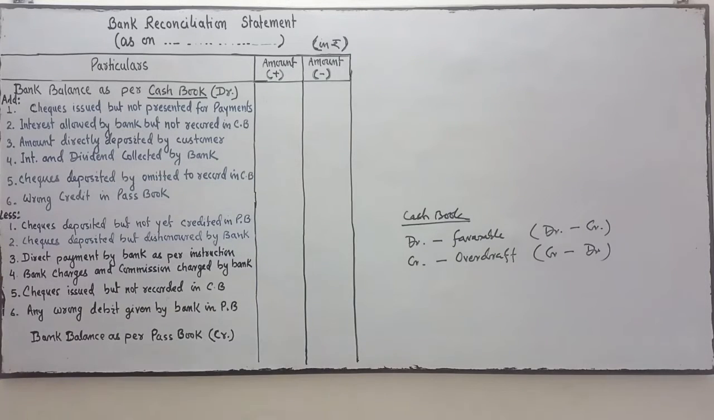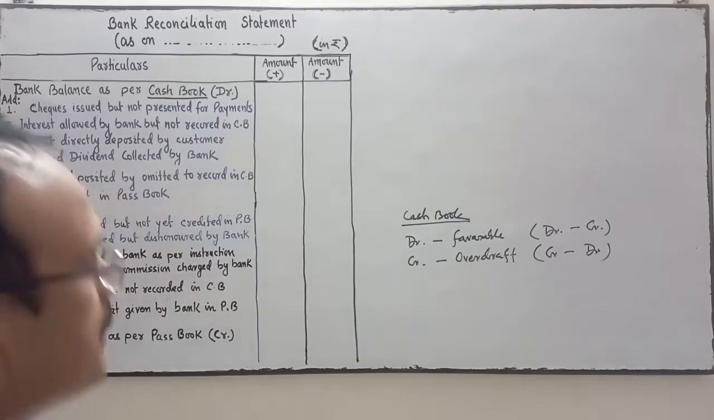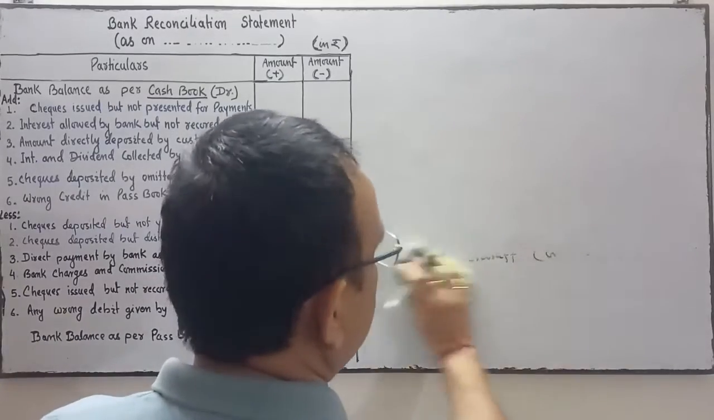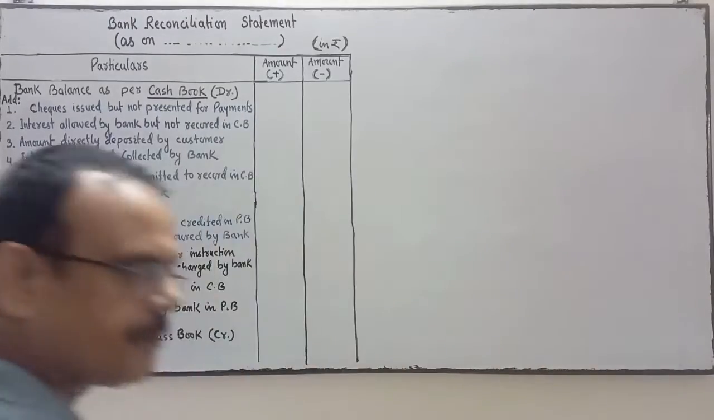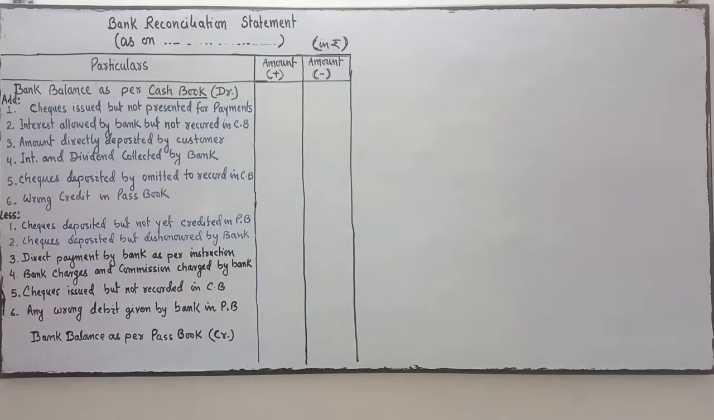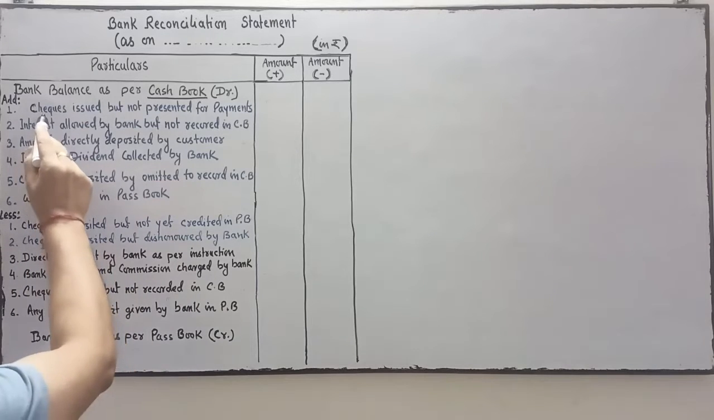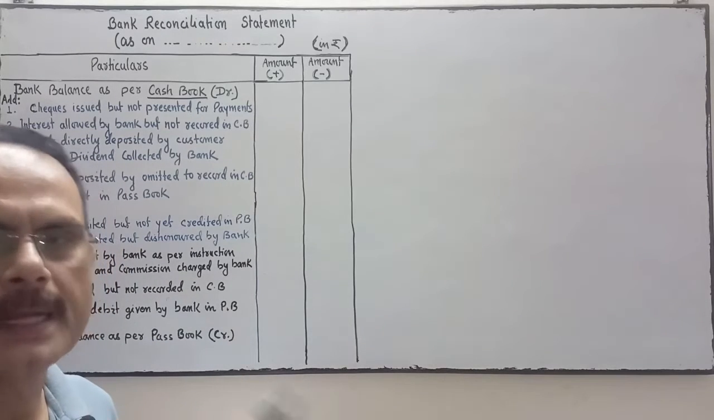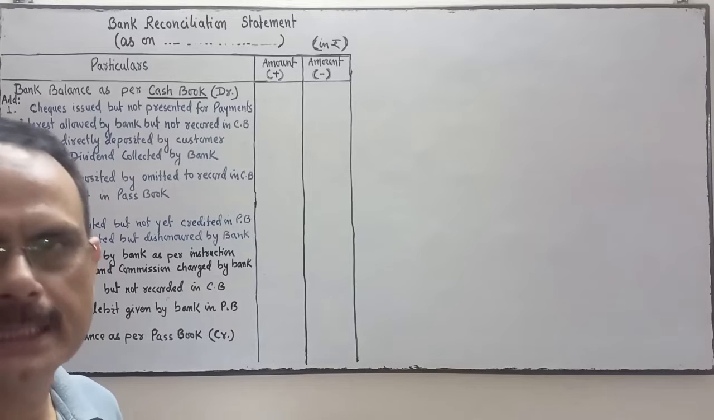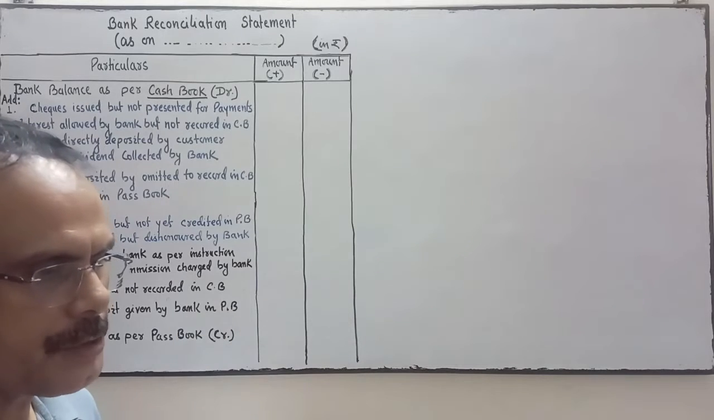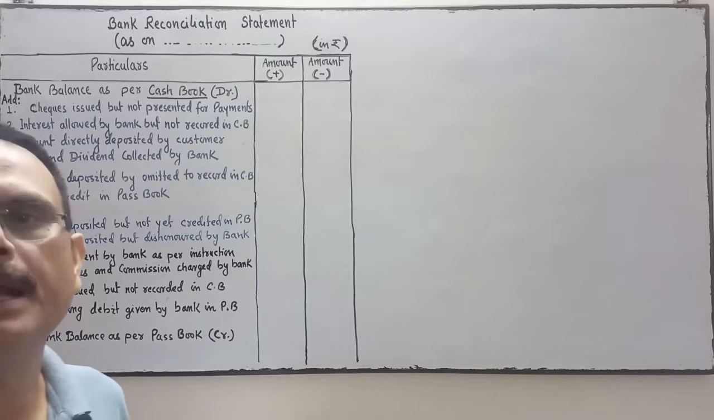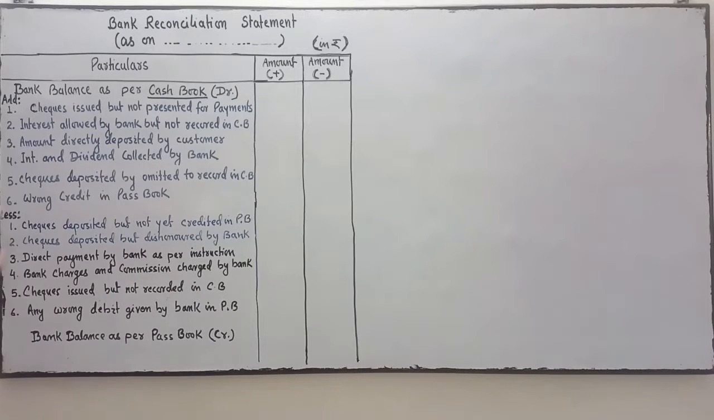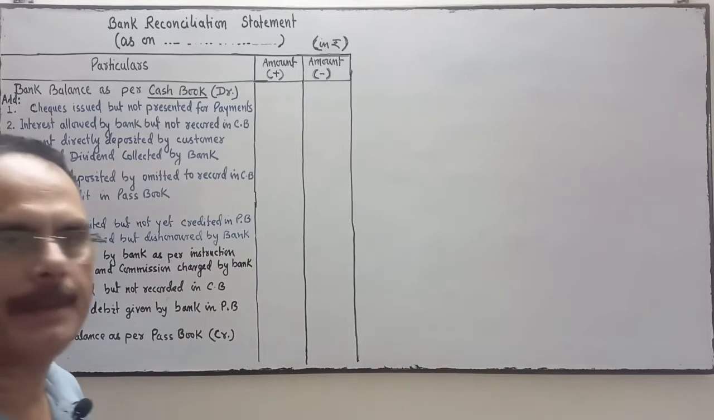Thereafter, we will see the reasons for the difference, the causes for the difference. There are so many causes for difference which we have discussed earlier as well. For instance, the first reason is check issued but not presented for payment. Check issued by the firm, by the company, but that check is not presented for payment. So come to number one, check issued but not presented for payment.